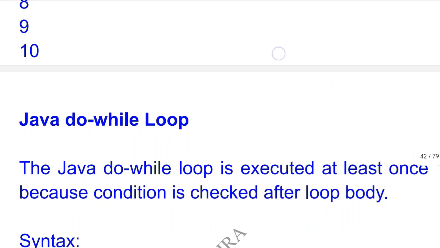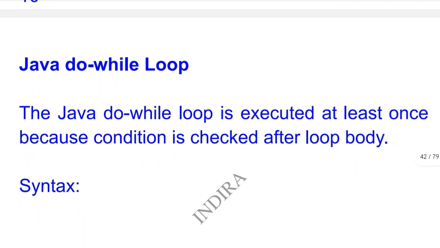And the last one of the looping statements is do while. The Java do while loop is executed at least once because the condition is checked after the loop body. Here this definition means it executes the program first, and the condition is checked only after the loop body. So this is the do while.